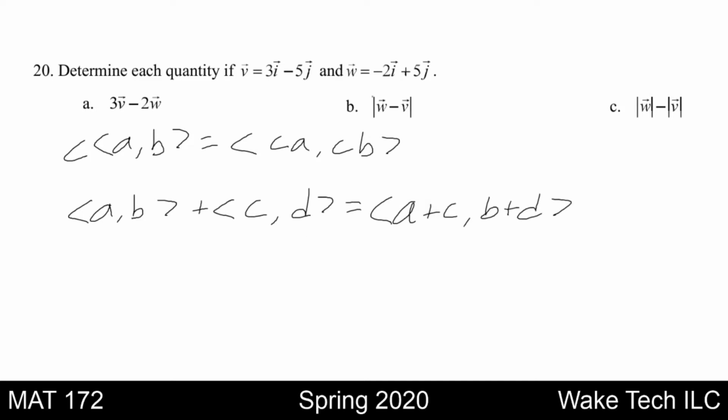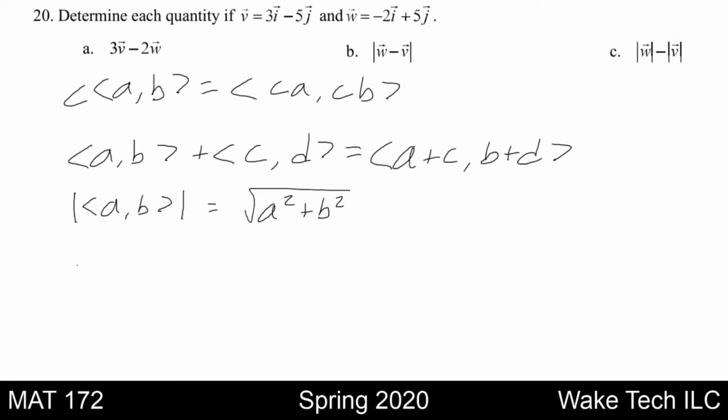Finally, we have these absolute value symbols, which in terms of vectors just mean magnitude. So the magnitude of a vector ⟨a, b⟩ is just the square root of a squared plus b squared, and is just a constant.